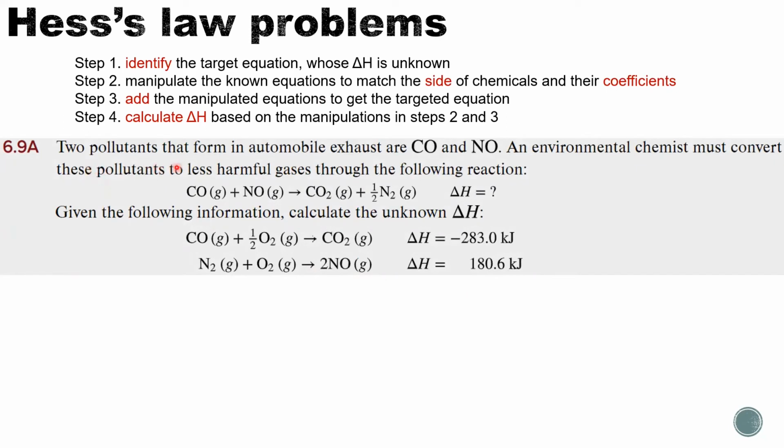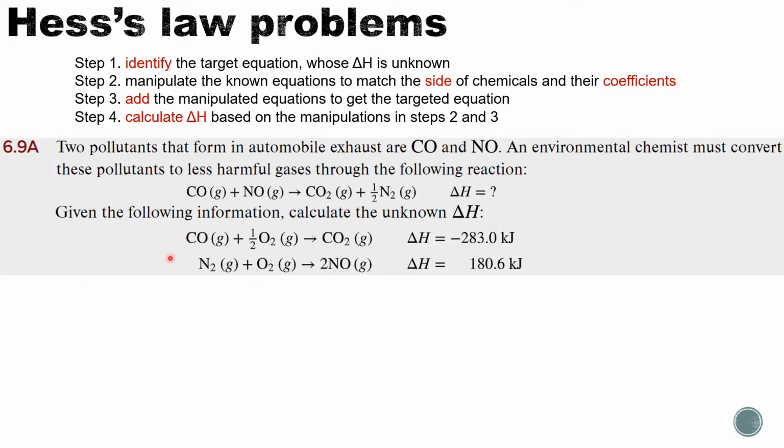2 pollutants that form in automobile exhaust are CO and NO. An environmental chemist must convert these pollutants to less harmful gases through the following reaction. 1 CO in gas phase plus 1 NO in gas phase to produce 1 CO2 in gas phase and half nitrogen in gas phase with an unknown enthalpy change. So given the following information, calculate the unknown enthalpy change.